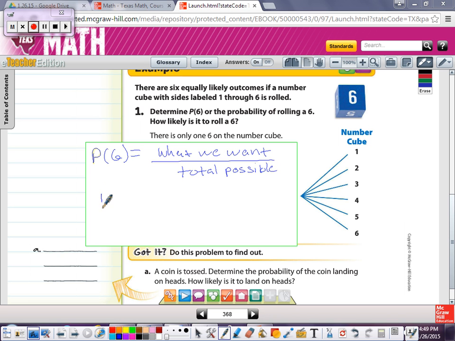So when I have the probability of a 6, I know that I have one side that has a 6 over 1, 2, 3, 4, 5, 6 possible sides. So my probability of rolling a 6 is equal to 1/6, which is right here. And the probability of rolling a 6 would be equal to about 17/100 or 17%.